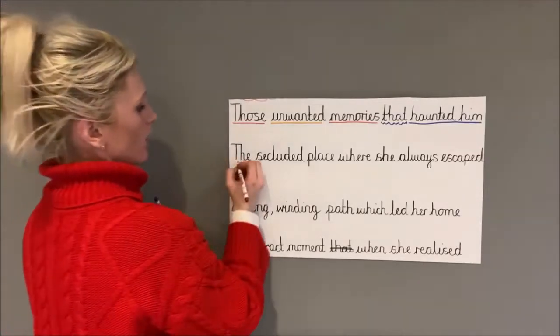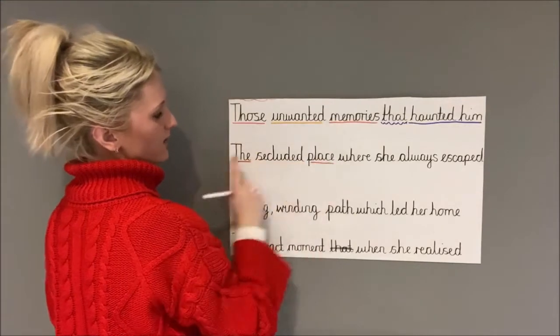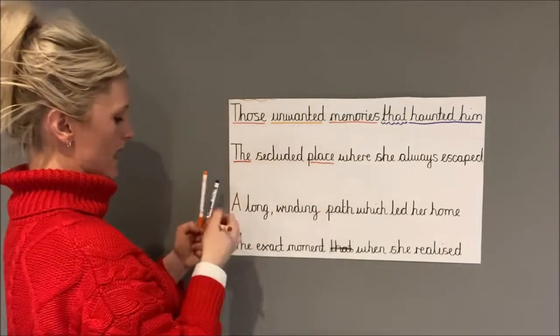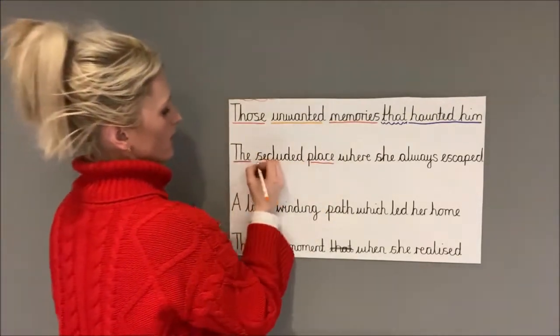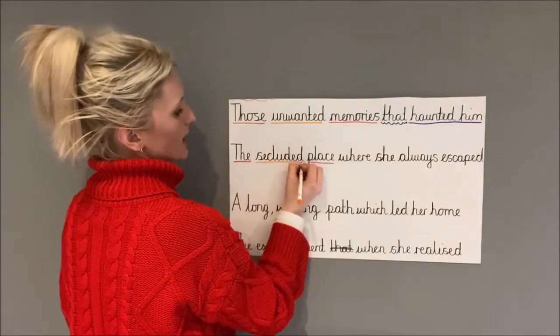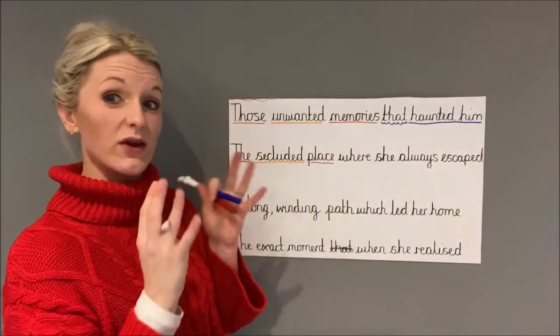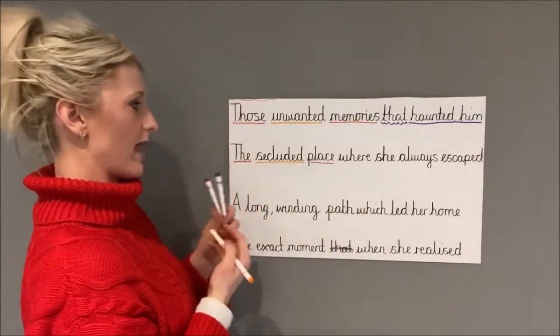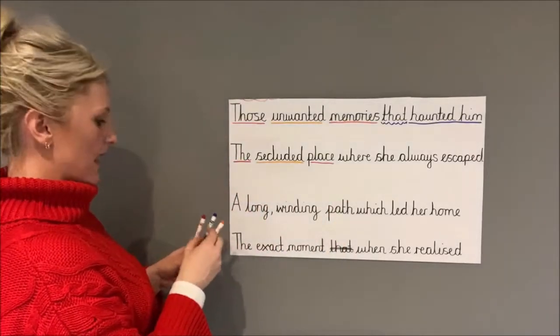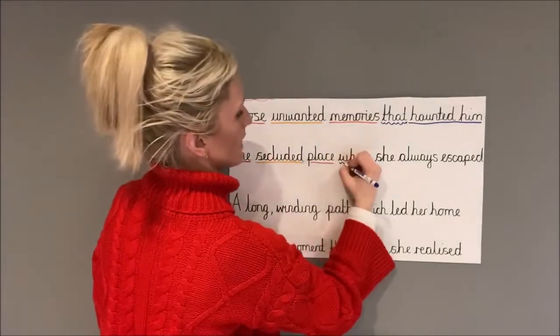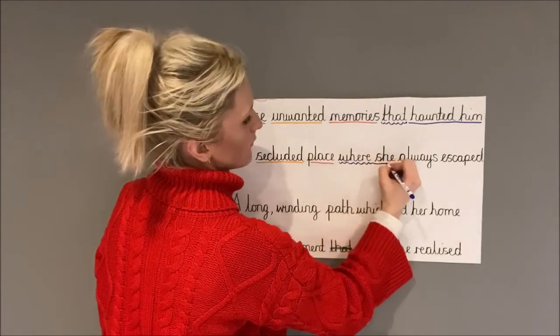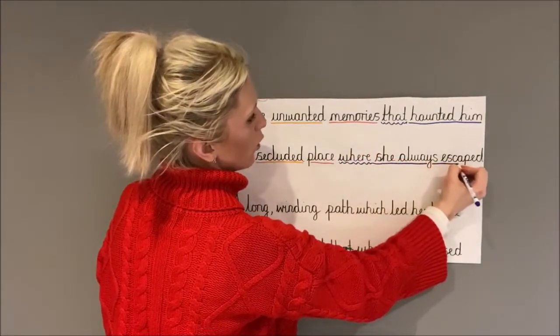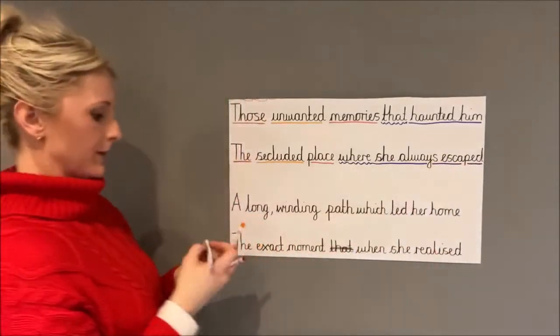The second one I chose was the place. So I started with my determiner. I've got my noun there. I've included the word secluded as my adjective. Secluded means somewhere that's on its own, where there's not many other things around. So I've said the secluded place. I can see my relative pronoun where, which is part of my relative clause, where she always escaped.